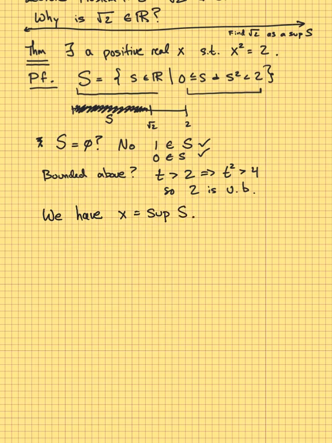Okay, good. But of course now we have to show that x satisfies the properties that we want, right? Just having a sup isn't that good. So what we want to prove now is that x squared is equal to 2. And the way that we do that is we rule out x squared being less than 2 and x squared being greater than 2. Okay? Again, I'm going to leave this as an exercise.